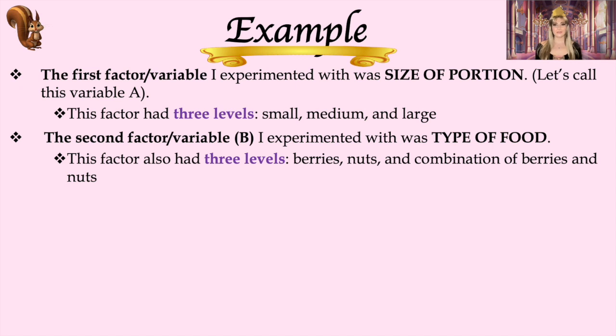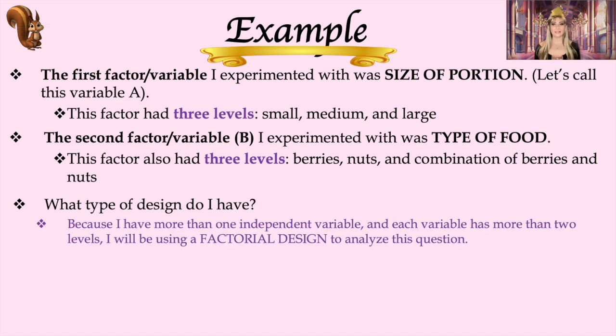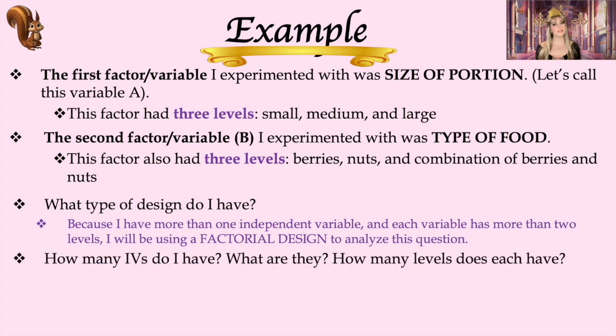So what type of design do I have? Well, because I have more than one independent variable, in this case I actually have 2, and each variable has more than 2 levels, I will be using a factorial design or a two-way ANOVA to analyze the answer to this question. So how many independent variables do I have? What are they? And how many levels does each variable have?